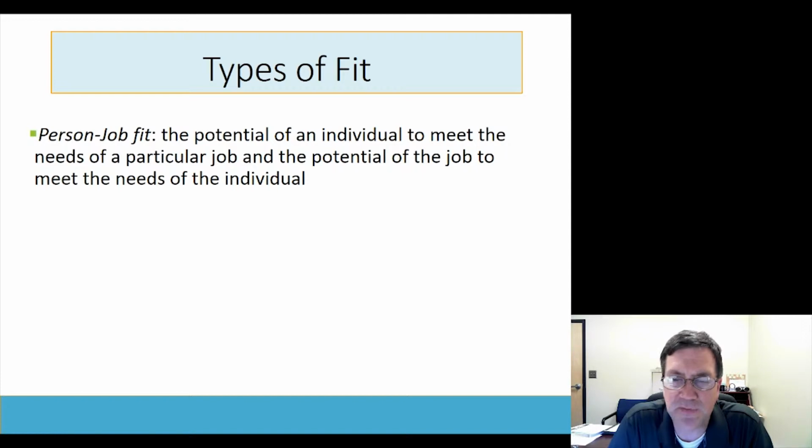In this particular type of fit, what we're saying is that the job itself will meet the needs of the individual, and the individual will meet the needs of the job. So there is a good coupling between what I as a candidate bring to the job and what I get out of the job. So the idea here is that from the employer's side, this person has the characteristics and the skills and whatnot that is needed to do the job well and will make an impact in the organization.